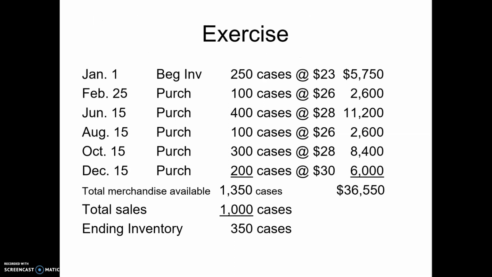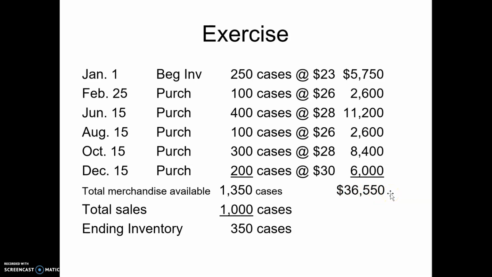So I'm going to use this example. Okay, so we've got our beginning inventory, 250 cases that we paid $23 for, and there's the total, $5,750. And then we had a series of purchases during the period. Okay, here's the cases, here's what it cost per unit, here's the total amount. If we take our beginning inventory, we add our purchases, that tells us what we had available to sell, right? What we started the period plus what we bought is what we had available. So here it is in cases, here it is in dollars.